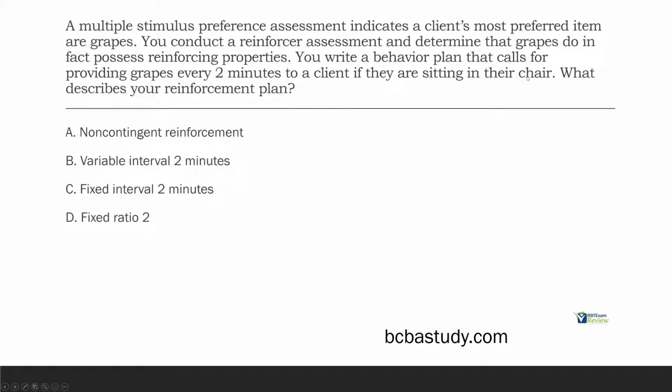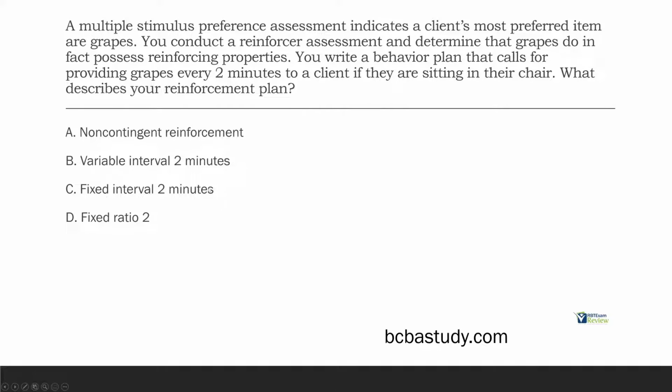If you sit in your chair, then you get grapes. It's not contingent. It is very much contingent. So our plan calls for every 2 minutes they're engaged in the response. So is that going to be a variable interval, 2 minutes? A variable interval says we deliver on average. It can be changing. This isn't changing. It's saying every 2 minutes consistently deliver the grapes.